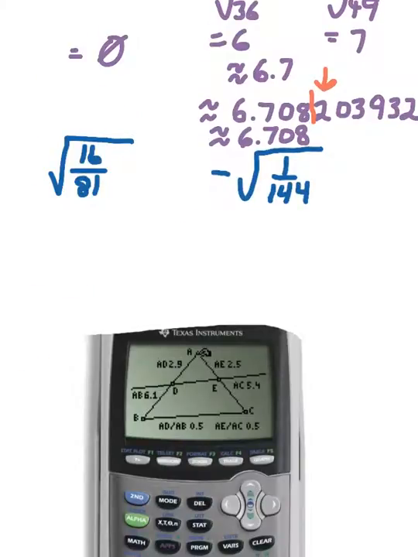So next I'm looking at taking the square root of this fraction 16/81. One tip-off that this is actually a perfect square is that both 16 and 81 are perfect squares. And so the square root of 16 is 4, the square root of 81 is 9, so that is just going to be equal to 4/9. So that means 16/81 was a perfect square.